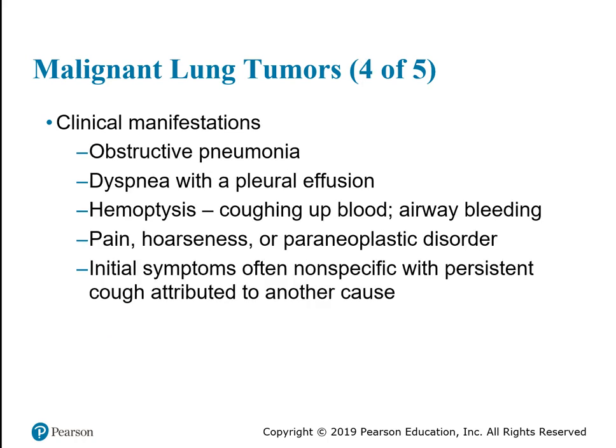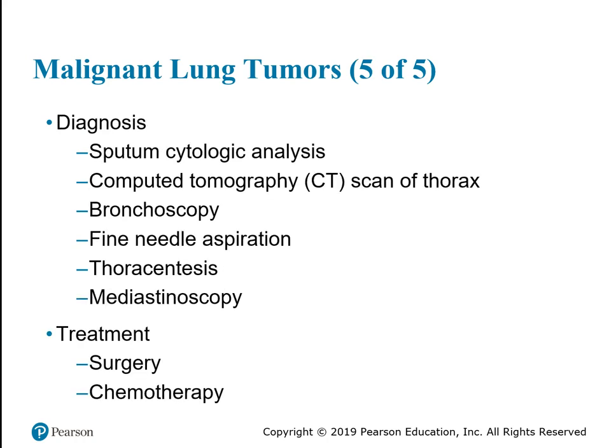In terms of clinical manifestations, right? Obstructive pneumonia, dyspnea, we talked about this before. Another sign is coughing up blood. We haven't seen that in every single one of the disorders we've talked about before, so that's definitely a sign of something more serious going on. Pain, hoarseness. It says initial symptoms are often non-specific, with a persistent cough attributed to another cause, right? So these are weird symptoms that you don't really know why they're happening.